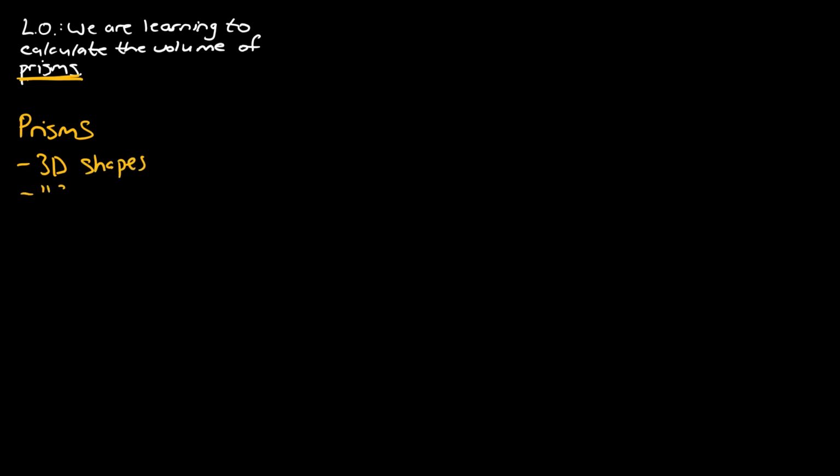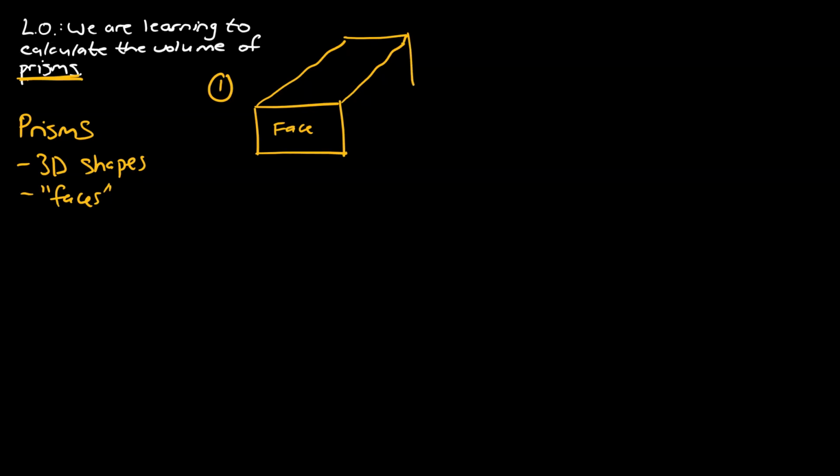And I want to highlight something. They all have faces, and I'll explain what I mean by that in a little bit. So I'm going to draw up the questions that we're going to do in advance. So question 1. There is a rectangle. That there is what I call the face of our shape. And then that face gets extended into a third dimension, down like that.